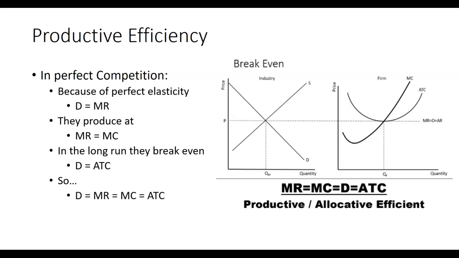In the imperfect competitions, the demand, I'm going to tell you, is not equal to marginal revenue, which means this is not going to be a thing for the other ones. Hence why this is again called perfect competition. They're perfectly productively efficient, in the long run guaranteed, and they're allocatively efficient. That's why it's called perfect competition.